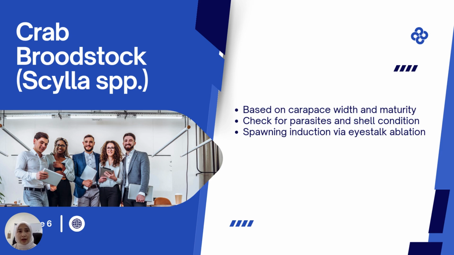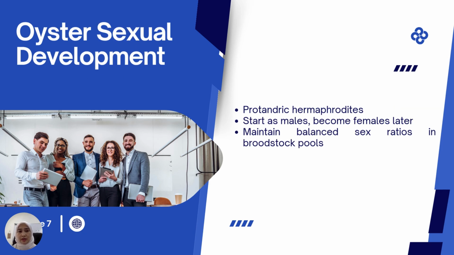So for the crab, the second species in the crustacean, we base on the carapace width and also the maturity. We need to check for parasite infection, and also we need to check the condition of the shell. And normally for the crab, we use what we call the eye stalk ablation method. Of course, in the shrimp we also apply the same procedure, but this is mainly to induce spawning in this species.